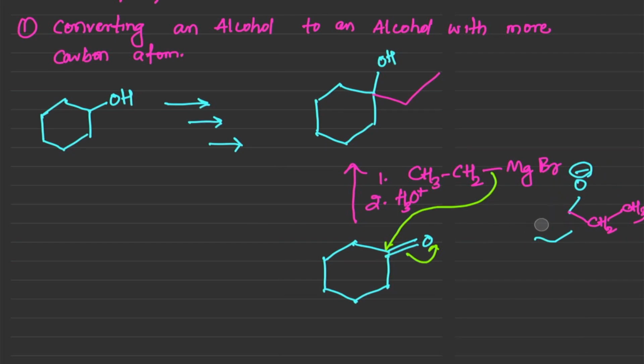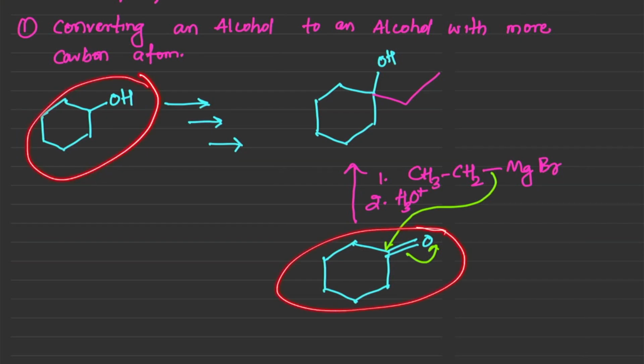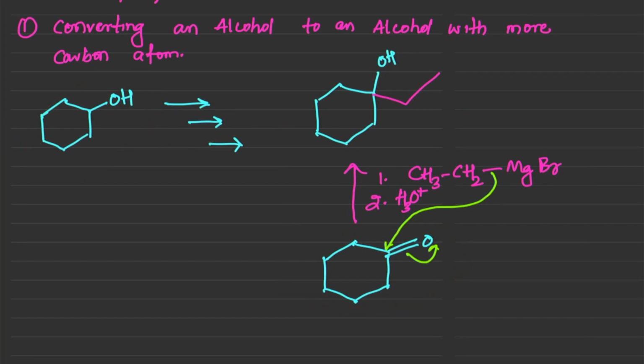So let me delete this. That's how we got it. Now the question is, how would you go from here to here? That's the retrosynthesis. We are trying to go from here to here, so we're going to design a multi-step synthesis. Can you do it? Yes, we can do it.